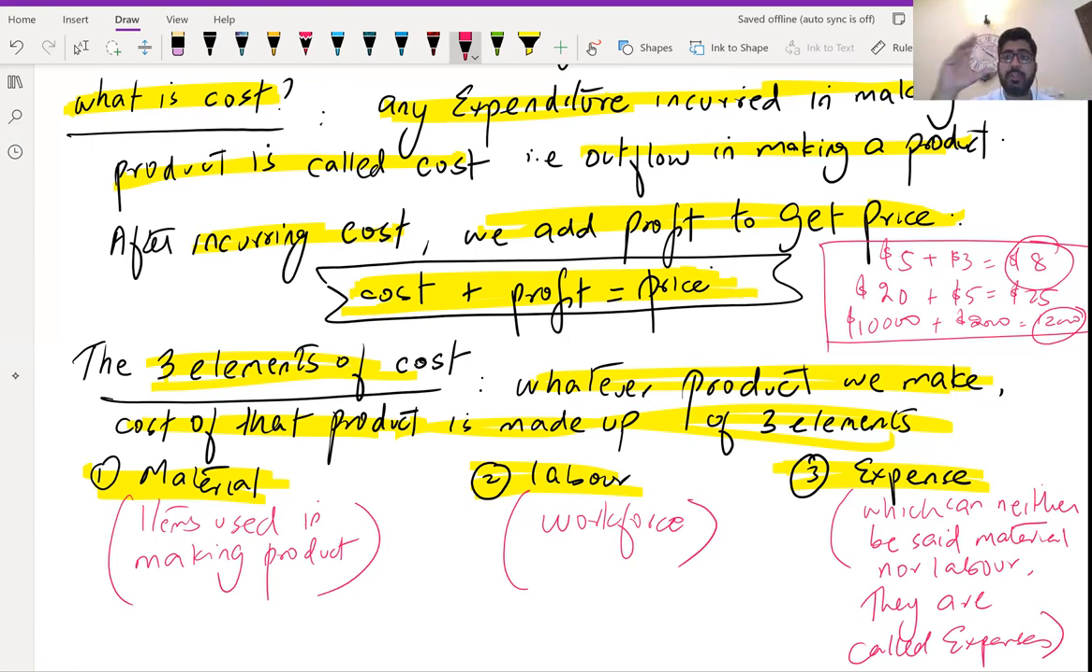So see, the wooden table was made for, let's suppose, $100. This $100 was made up of three things: wood, material, workers worked, labor, we paid them, we paid for wood. And there was some expenditure which was neither material nor labor, that's expense. Another example. Let's suppose a bakery owner is making cakes.